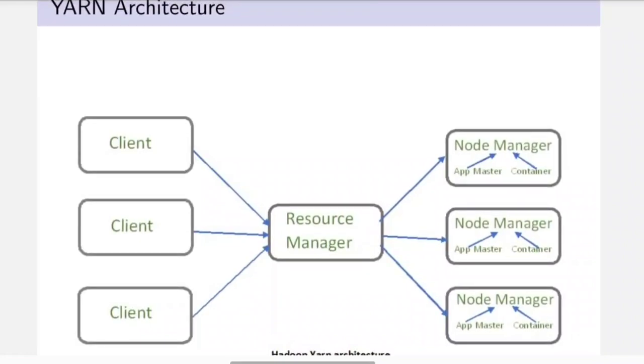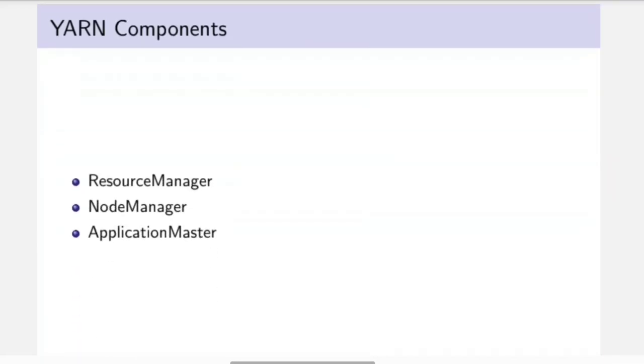Now if you see here, the architecture of YARN. The diagram shows the client submits some job. Okay, the client gives some job to the resource manager, and the resource manager assigns resources. They assign resources like exam control assigning invigilators. YARN is nothing but the same scenario.